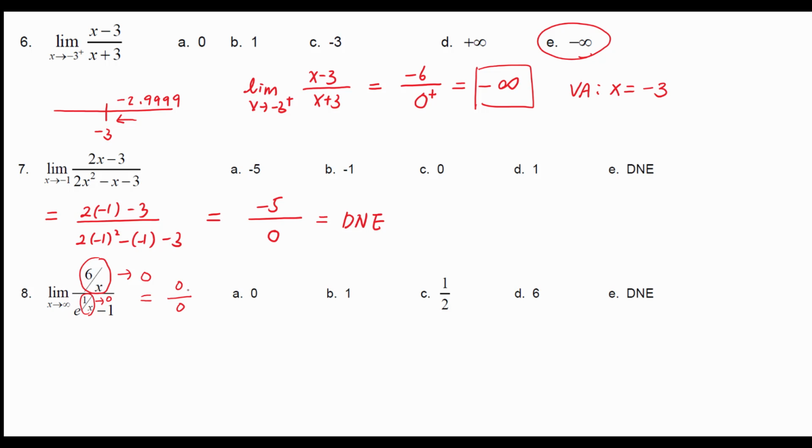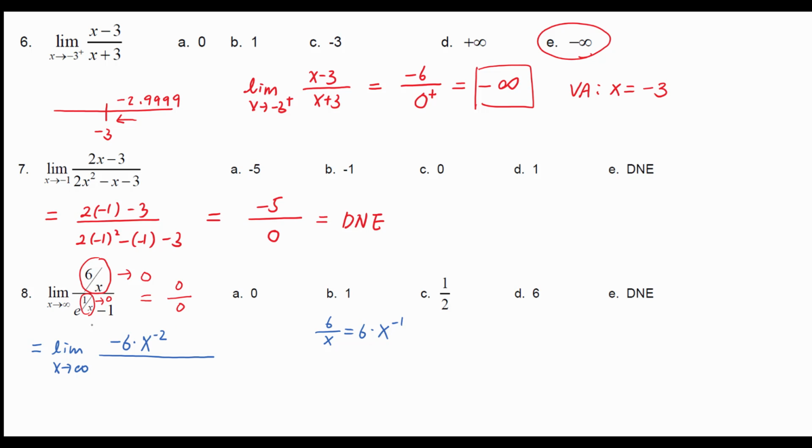So let's use L'Hopital's rule, and that would be limit as x approaches infinity. I want to take the derivative of 6 over x. 6 over x is 6 times x to the negative 1 power. So when you take the derivative of that, the negative 1 power comes down. You get negative 6 times x to the negative 2nd power.